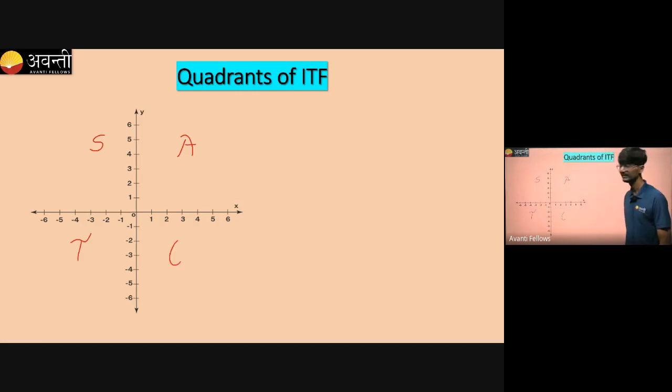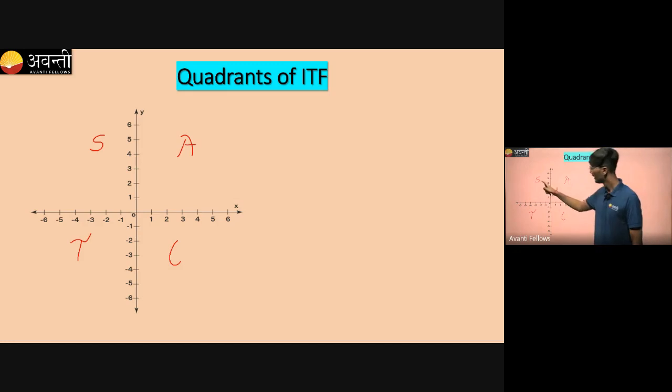What is this ASTC? A means all trigonometric ratios are positive. S means sine and cosec are positive. T means tan and cot. C means cos and sec. So if we talk about the second quadrant, all the ratios apart from sine and cosec will give a negative value. Same for the third, all the values except for tan and cot will give a negative value. Same for the fourth.